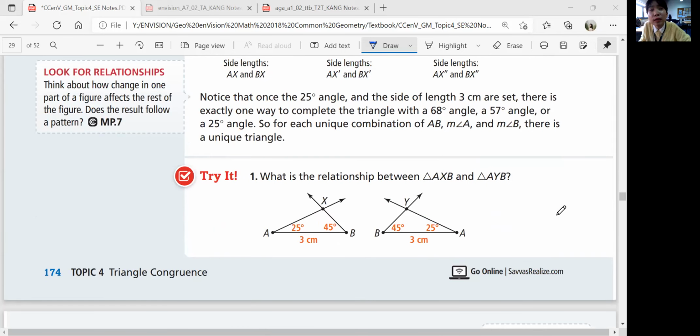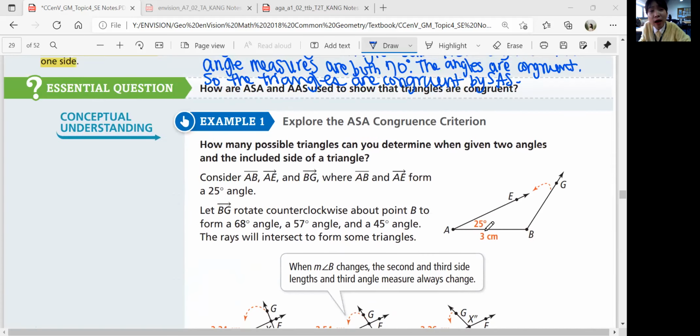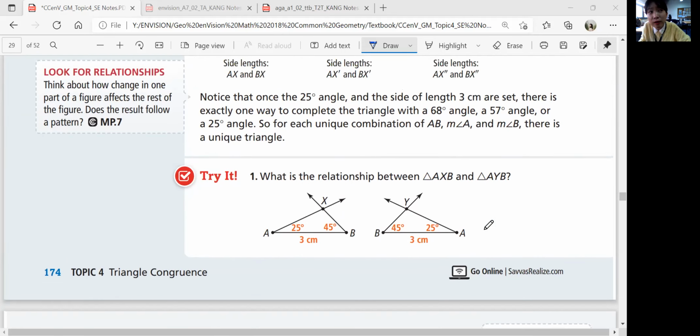What's the relationship between AXB and AYB? Are they congruent or not? Look at the angles. We have two angles that are congruent, 25 degrees and 45 degrees. The included sides are also 3 centimeters. So by using the theorem that we just looked at, the ASA congruence criterion, the triangles must be congruent. Although they have different orientation, one is looking to the left, one's looking to the right, the triangles are congruent.